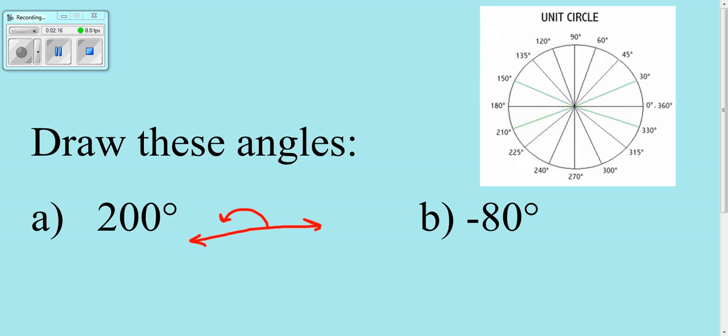Negative 80. Again, let's start right here. 90 degrees is a right angle. So 80 degrees is going to be slightly short of that, and it should look something like this, rotating this direction.